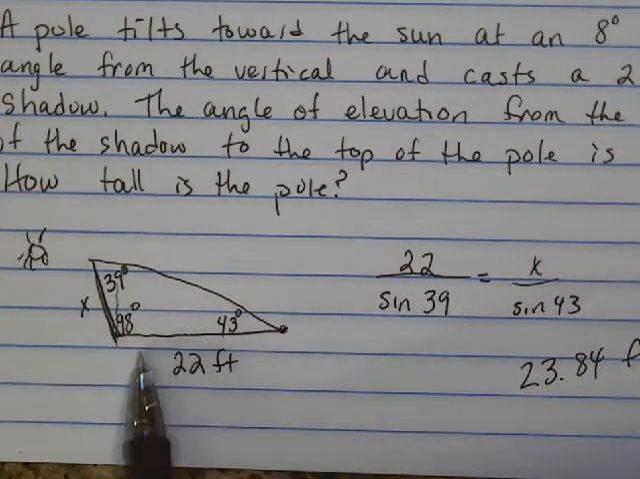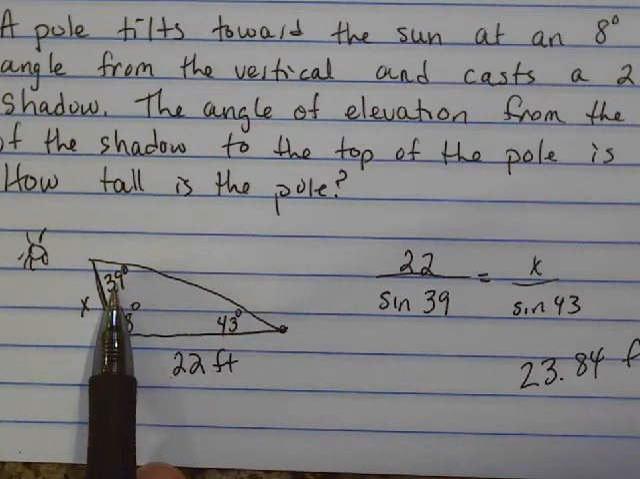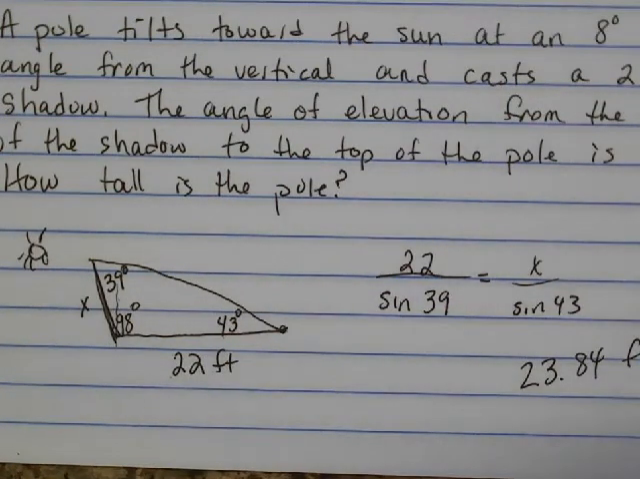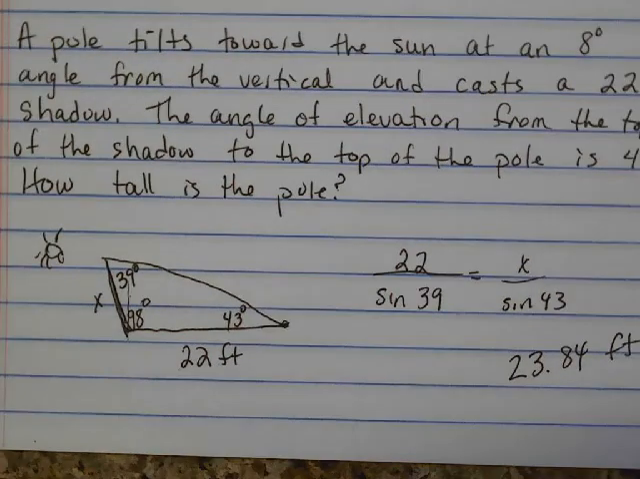This is 22 across from 39, so it makes sense that this will be a little bit bigger if it's across from 43. When you're doing the ACT, you may be able to get a really good guesstimate by looking at the answers and just using the hinge theorem, which shows you that the shortest side is across from the shortest angle.